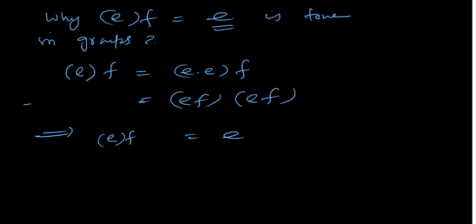Because here it means that E into EF. Okay, so this E is the identity of the codomain. So we are actually applying the cancellative law here, and it's because we are cancelling these two, f of E and f of E, and we get E is equal to EF.